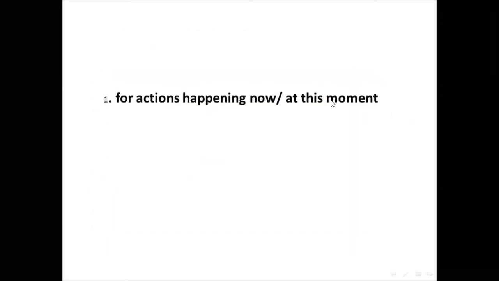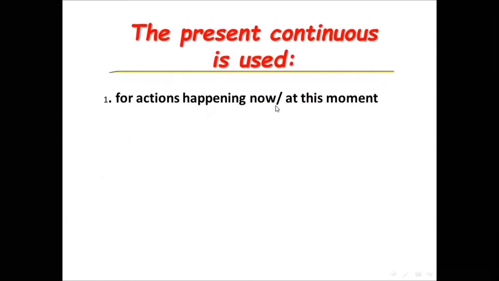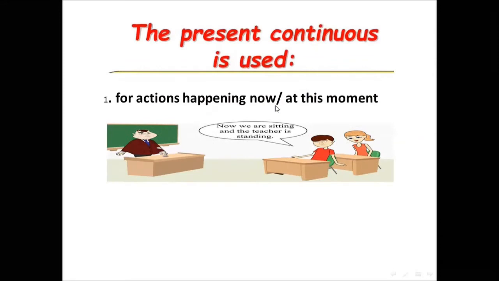Now here we want to learn the function. The first function of the present continuous is for actions happening now, at the moment of speaking. This is the first use of the present continuous. Now listen to this sentence. Now we are sitting and the teacher is standing. As you see, now is the key word, and are sitting is the action that's happening now. And the teacher is standing also, this action is happening now.